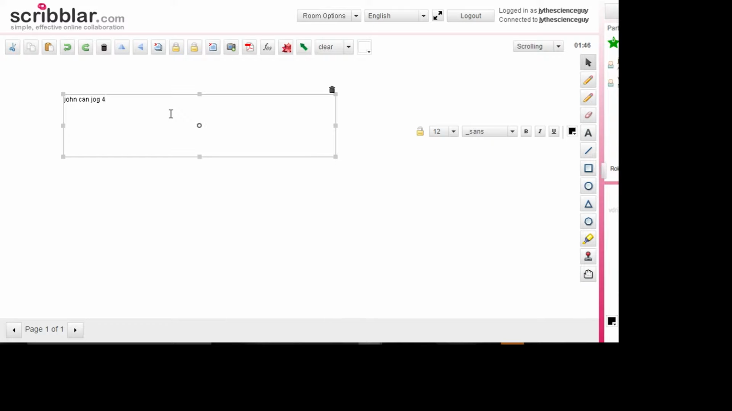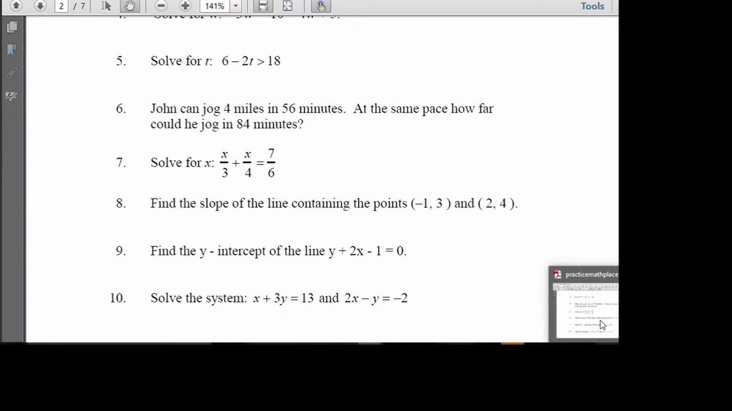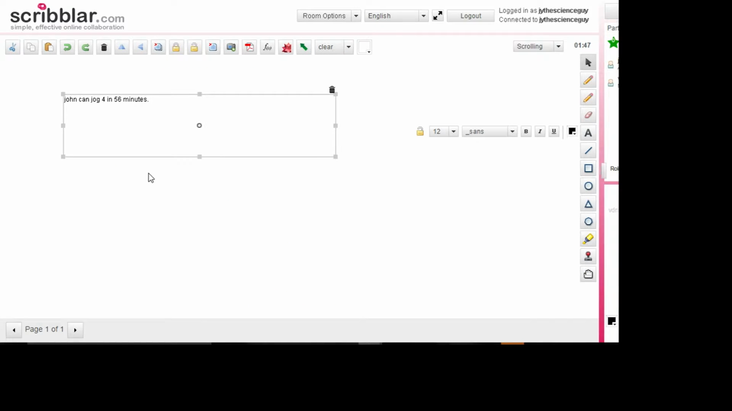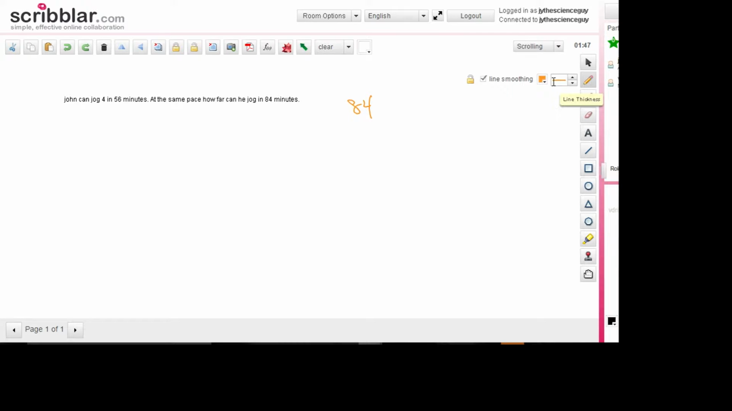John can jog 4 miles in 56 minutes. At the same pace, how far can he jog in 84 minutes? And that should be 4 miles, I think.